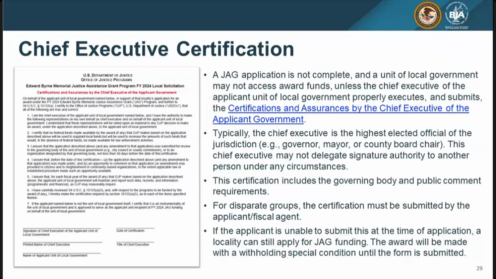Certifications and assurances by the Chief Executive of the applicant government, or what we call the Chief Executive Certification, or for short, CE certification. This is a required form to be signed by the highest elected official of the jurisdiction. So think governor, mayor, or county board chair. It addresses the governing body and public comment requirements as well. For disparate groups, the certification must be submitted by the fiscal agent. This is an item that can be submitted post-award, but if it is missing at the time of application, we will put a withholding condition on it until it is received.